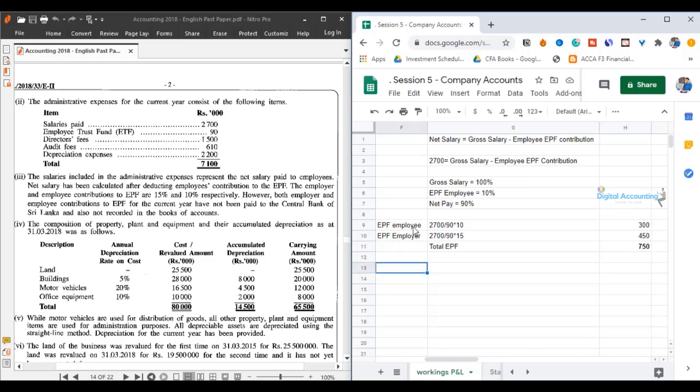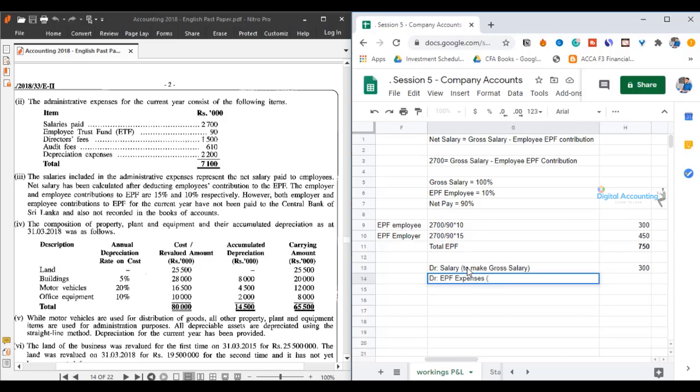Additional information 3: however, both employer and employee contributions to EPF for the current year have not been paid to the Central Bank of Sri Lanka and also not recorded in the books of accounts. So now we can generate the double entries. We need to add 300 to the salary. To make gross salary 3,000, we need to add 300 to the 2,700.